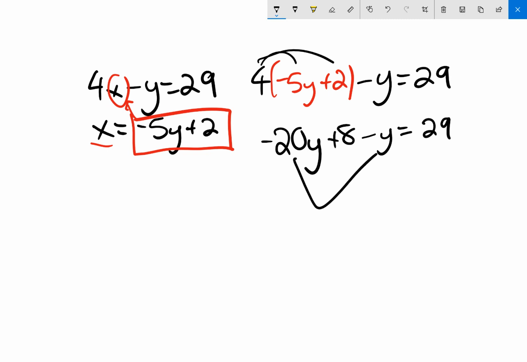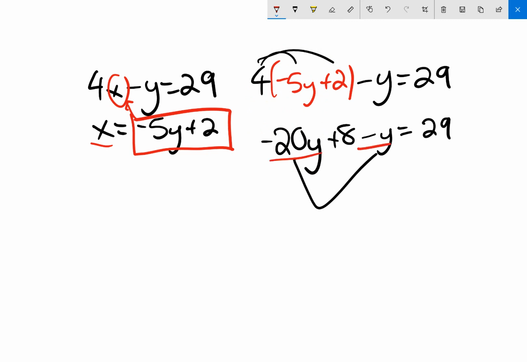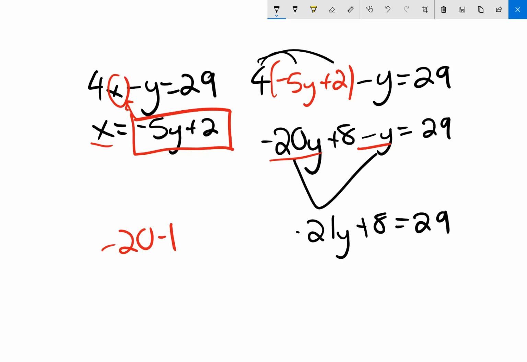So notice I've got two y terms here. Both of them are like terms, so I can combine them. It's negative 20 and negative 1. If you're typing it in a calculator, you're doing negative 20 minus 1, and that comes out to be negative 21. So that's negative 21y. The plus 8 and the 29 still stayed the same. All I did was combine the y's together. Now I'm solving for y.